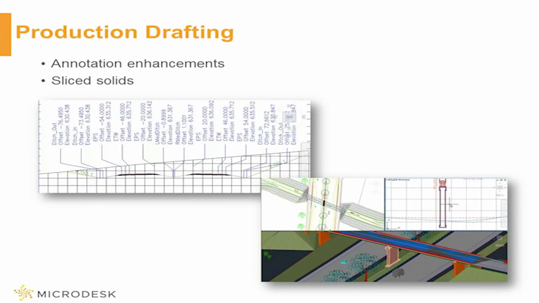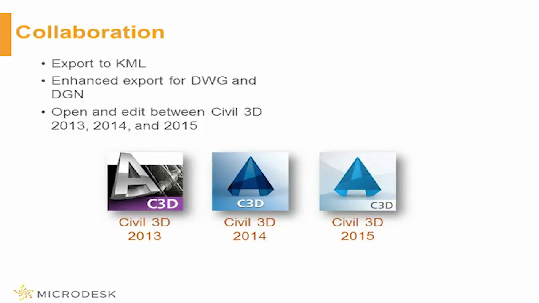Also, in production drafting, there's a few enhancements here. With annotation, when we're inserting labels for our corridor points, it will actually stagger our labels so that we don't have them on top of each other. We can reassociate surface and alignment labels to different Civil 3D source objects, so that increases our flexibility. We can also slice solids. So this picture at the bottom here is actually a slice of that bridge, and we can pull that and put it into our profile. And that's just with a couple of clicks. So this enables us to deliver our plans more efficiently.